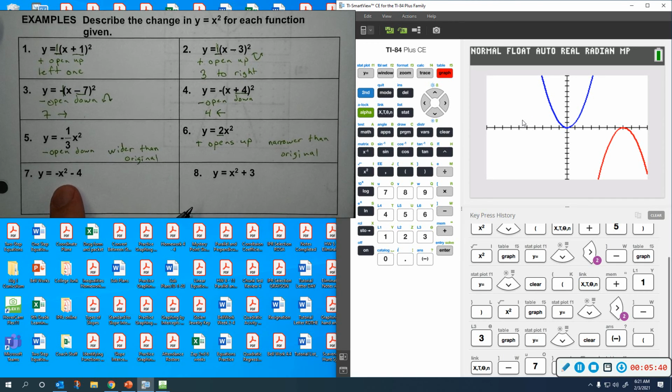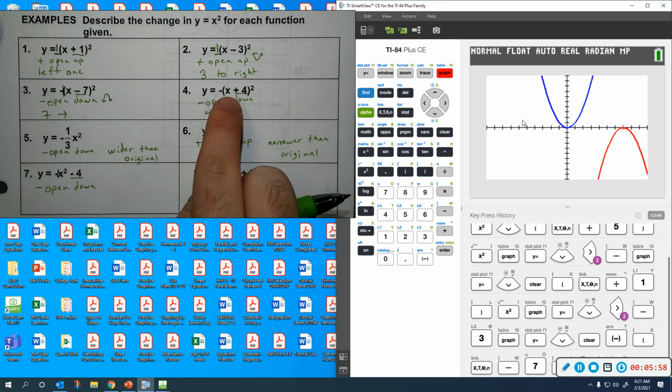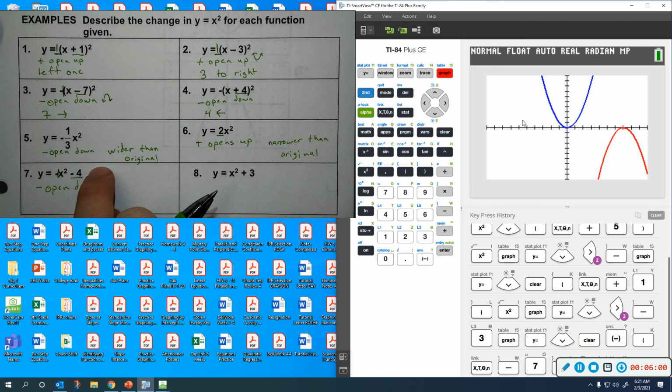Number 7. Now this one has a negative. It's that sneaky -1. So negative, it opens down. And this -4, it's not in parentheses. So don't mix it up with what we did up here. Remember, this affects our y values. So this one just moves down 4. Because if it's plus or minus, it's not in parentheses, it's just going up or down.